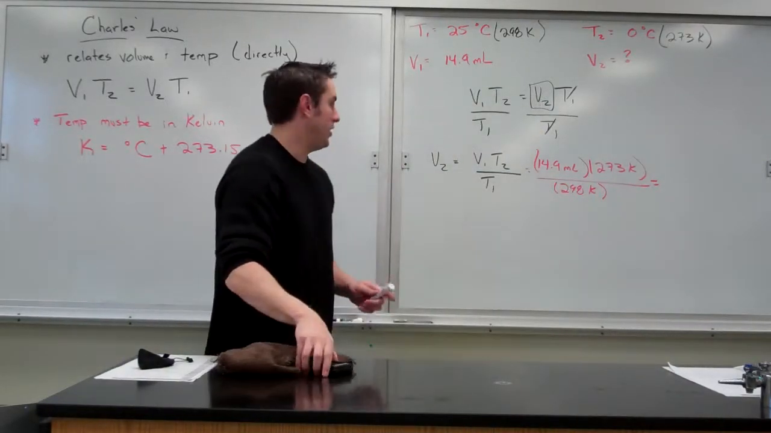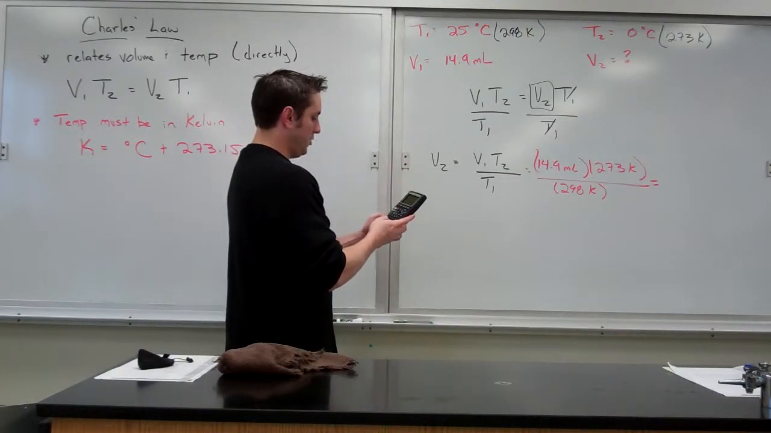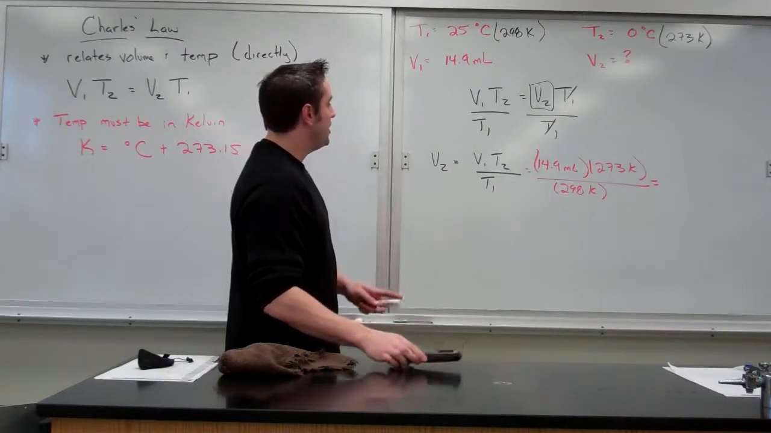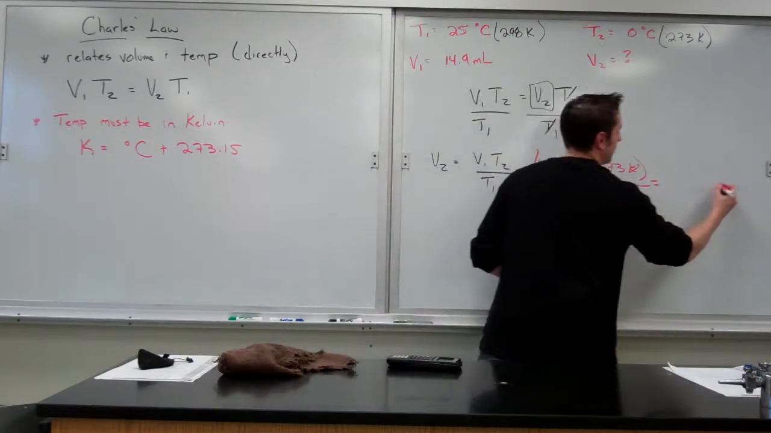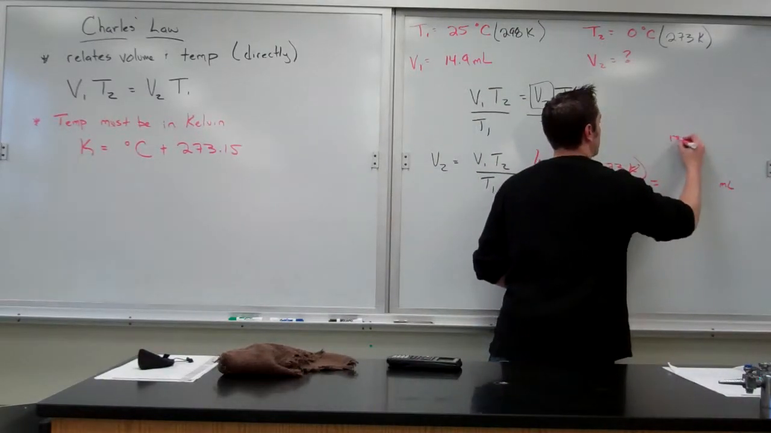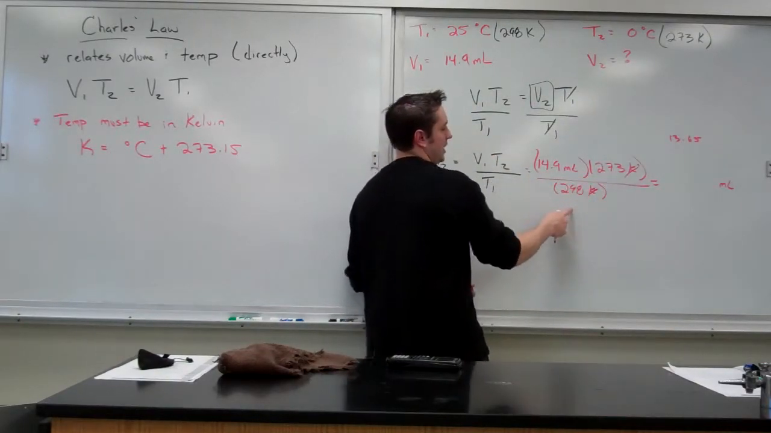Plug this into my calculator. 14.9 times 273 divided by 298. Looks like 13.65 units. The K's go away. Milliliters. 13.65. 3 sig figs, 3 sig figs, 3.